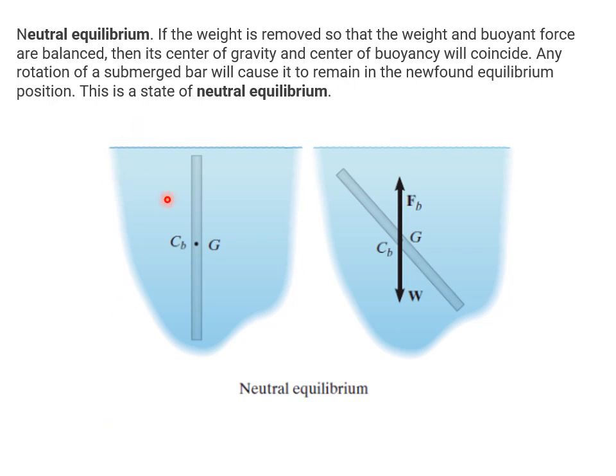Neutral equilibrium is when the center of buoyancy and the center of gravity are exactly the same place. In that case, if you hit the object, it'll basically turn and stay where it's at. It just remains in its location. It doesn't try to right itself or flip back over. That's a case of what's called neutral equilibrium.